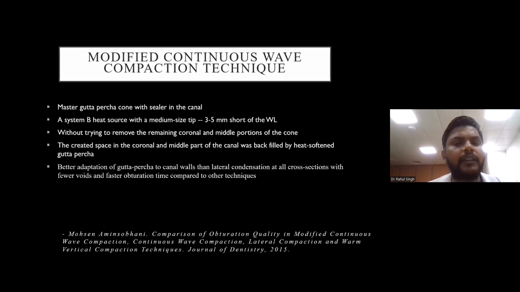In that part of the canal, we are putting heat softened gutta percha. So we are not removing it, but we are condensing, and the space created by the plugger is filled with the heat softened gutta percha. The advantage of this technique is better adaptation of the gutta percha to the canal walls than lateral condensation at all cross sections, with fewer voids and faster obturation time compared to the other technique, and it gives you a good 3D hermetic seal also.